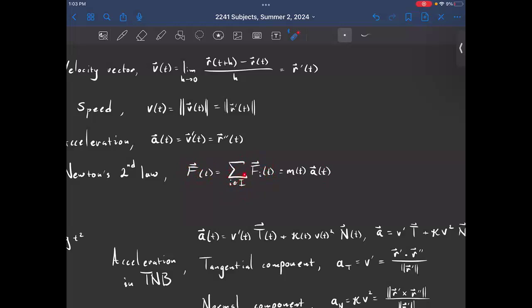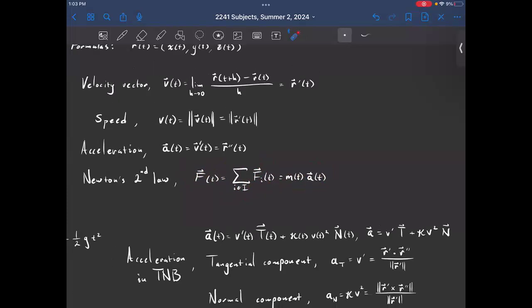So if you find that maybe there's a baseball traveling through space and it's being acted on by gravity, then you'd only have one force here, and it would just be the gravitational force, and it would be equal to the mass times the acceleration of the object. And we happen to know the acceleration at the surface of the Earth is g. So there's an example of Newton's second law in action.